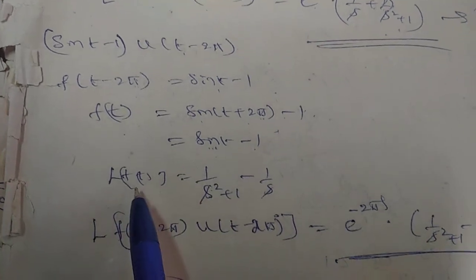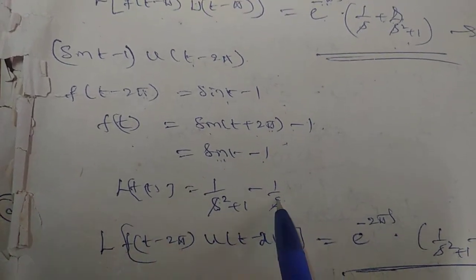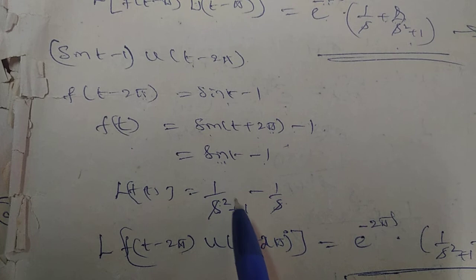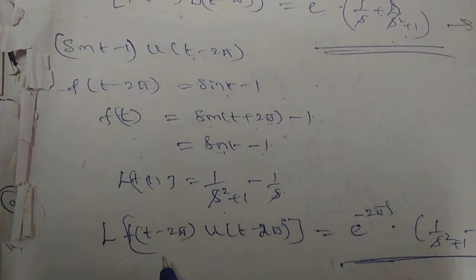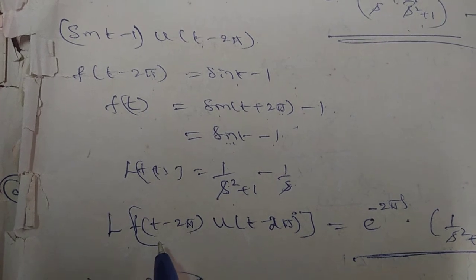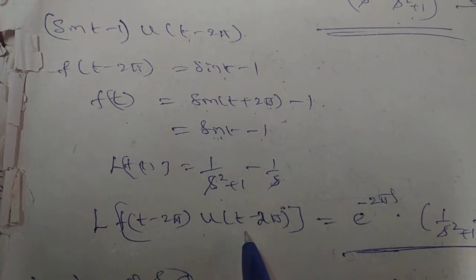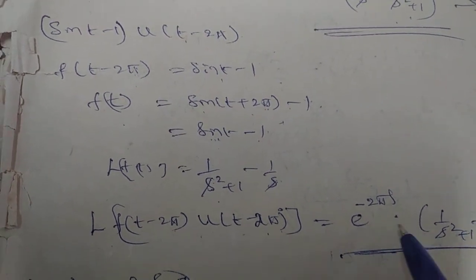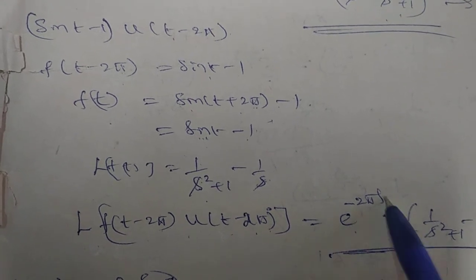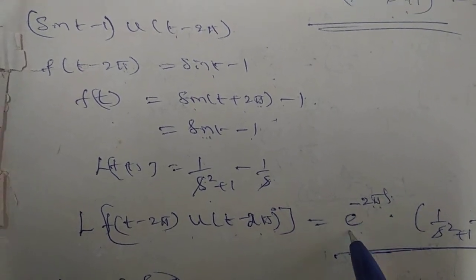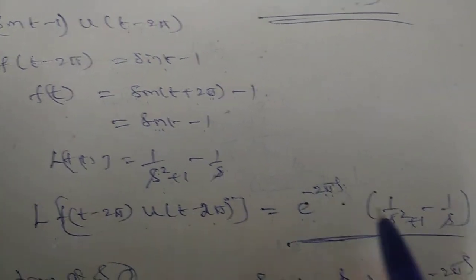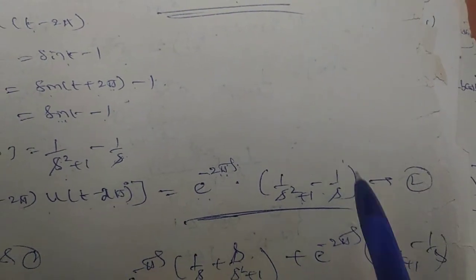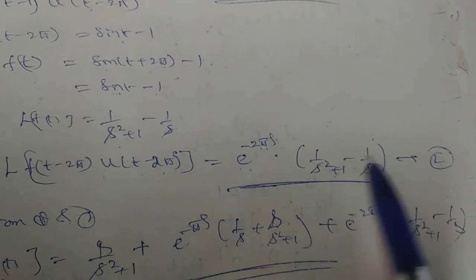So now you take the Laplace transform on both sides. The Laplace transform of sin t is 1 over s² + 1, and of 1 is 1 by s. So now the Laplace transform of f(t − 2π) into u(t − 2π): what is the formula? e^(−as), where a is equal to 2π. e^(−2π s) into F(s). What is that answer? 1 over s² + 1 minus 1 by s. So this is the answer for the second part.